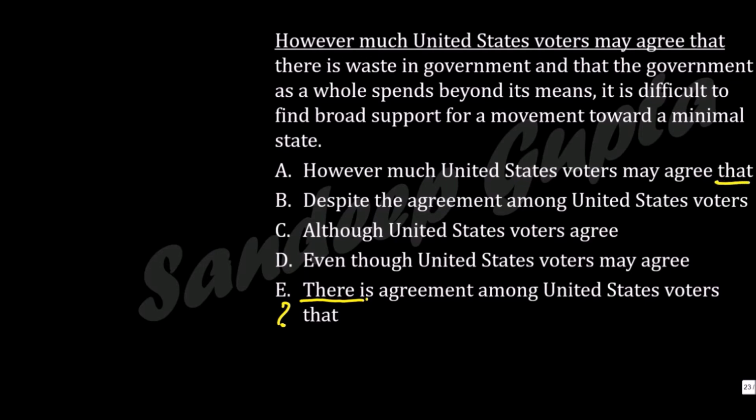So we see the word that here, but we don't see the word that here. We don't see the word that here. We don't see the word that here, and we see the word that here. Apart from that, in the middle, if you want to see, there is the word agree, then agreement, then agree, then agree, and then agreement. So this is a verb form, this is a noun form.